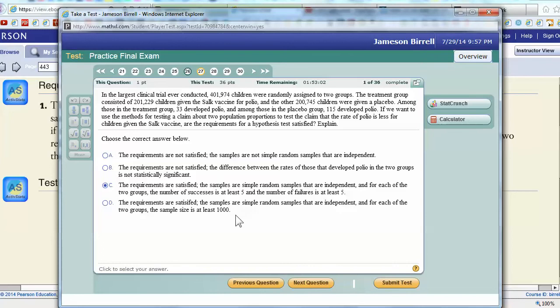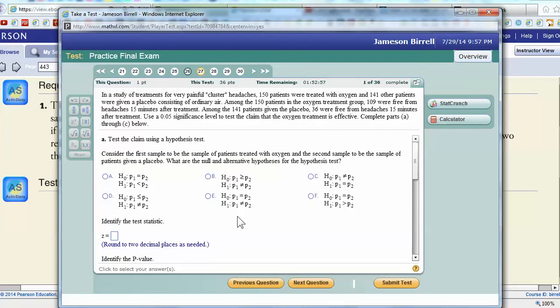Let's do number 27. In a study of treatments for very painful cluster headaches, 150 patients were treated with oxygen and 141 other patients were given a placebo consisting of ordinary air. Among the 150 patients in the oxygen treatment group, 109 of them were free from headaches 15 minutes after treatment. Among the 141 patients given the placebo, just ordinary air, 36 were free from headaches 15 minutes after treatment. Interesting. Use a 5% significance level to test the claim that the oxygen treatment is effective.